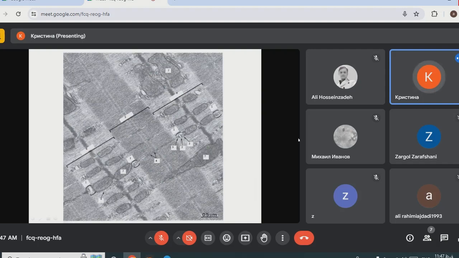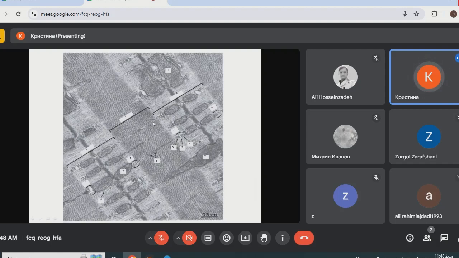In this picture also you can see a part of the muscle fiber. It has a lot of myofibrils. They go like this, in this direction. Between them you can see some organelles. These are, for example, mitochondria. They lie between myofibrils, and other organelles also lie between myofibrils.